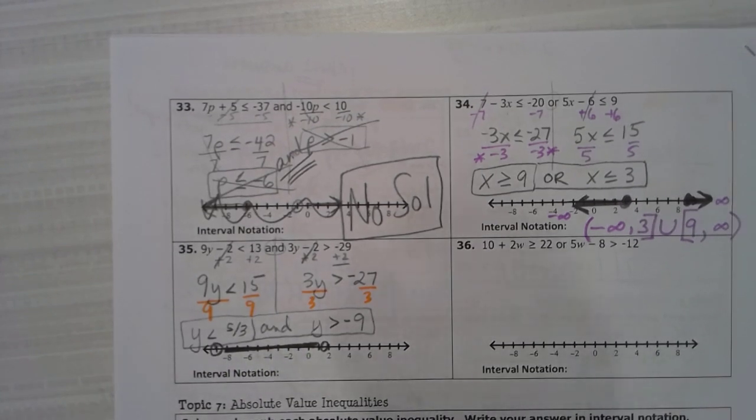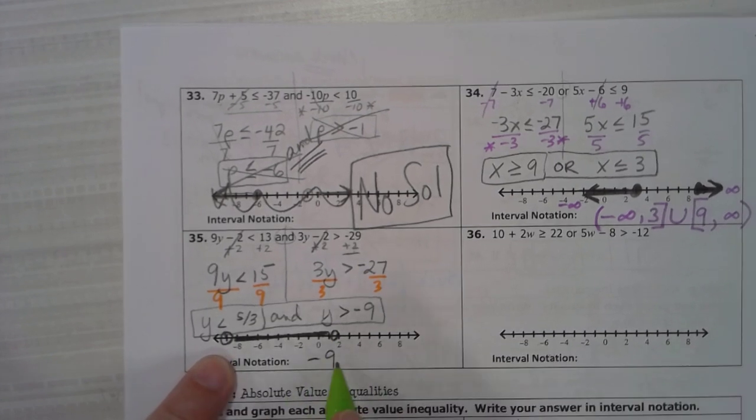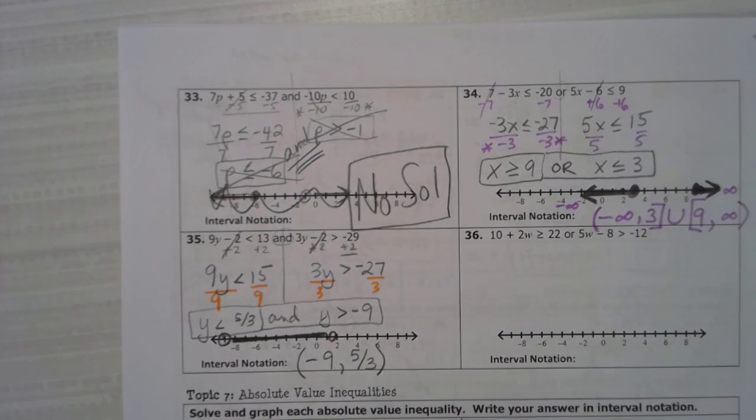So that's good. On our interval notation, we start with our smaller value at negative 9 and go all the way up to the other end, 5/3. And these are both open, so they get parentheses.